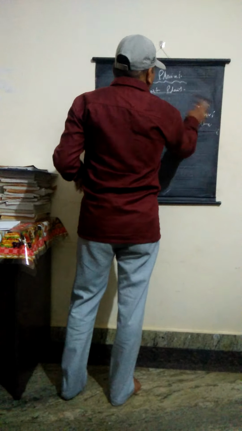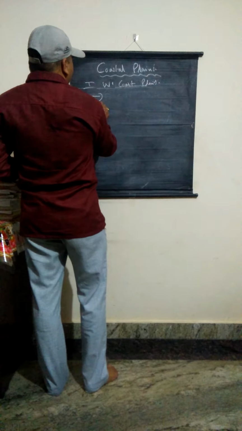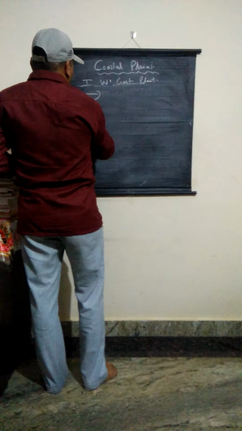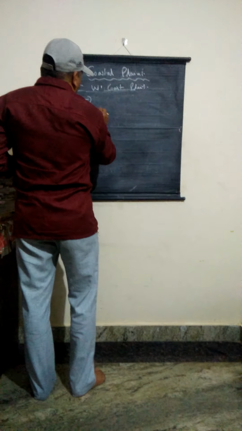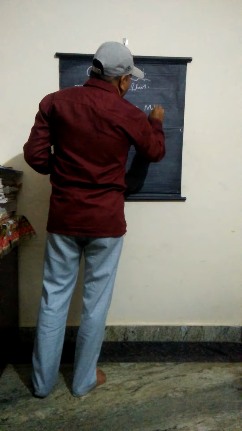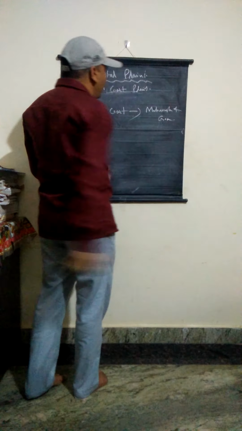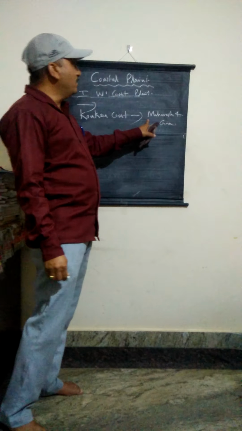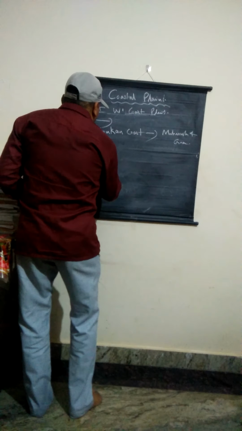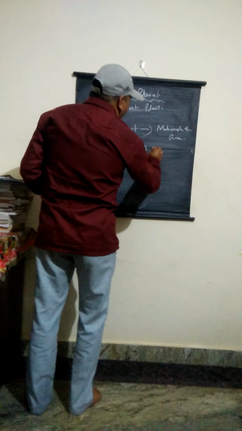These western plains can be divided into three parts. Number one is the Konkan coast. The Konkan coast is located in Maharashtra and Goa. Next, the Canara coast is located in Karnataka.